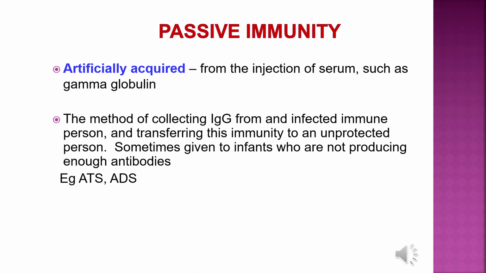The method of collecting IgG from an infected immune person and transferring this immunity to an unprotected person, sometimes given to infants who are not producing enough antibodies. Examples are ATS and ADS, that is anti-tetanus serum or anti-diphtheric serum.